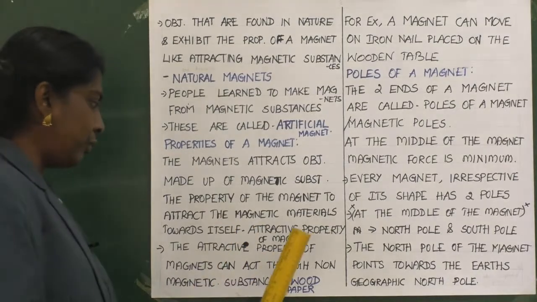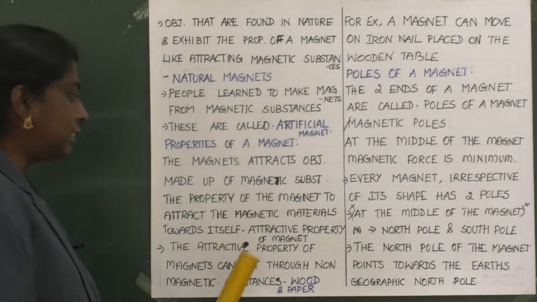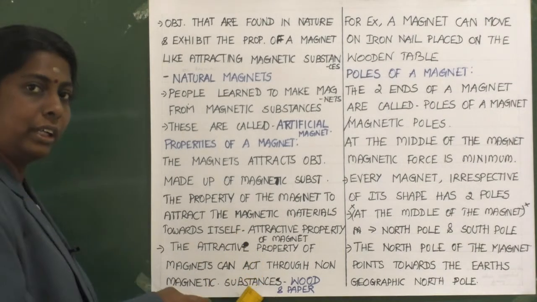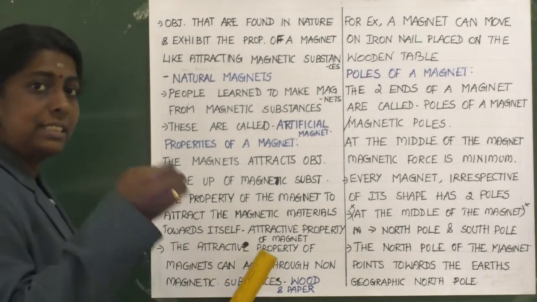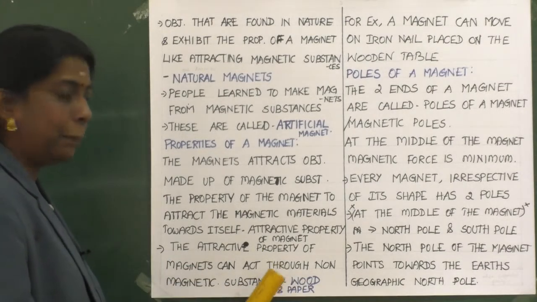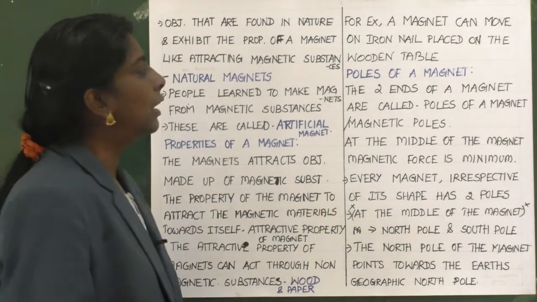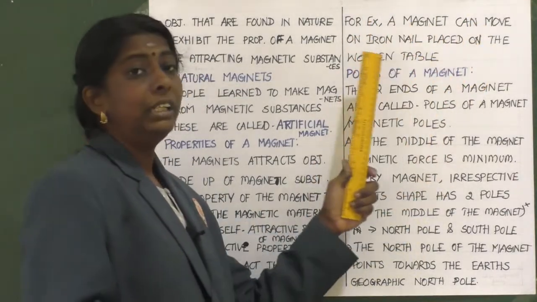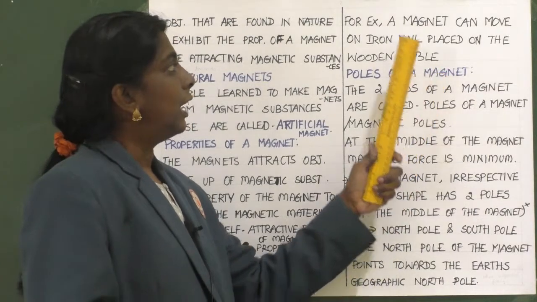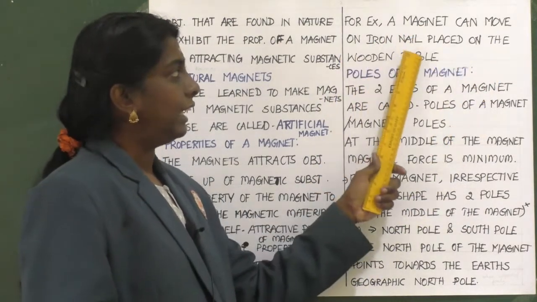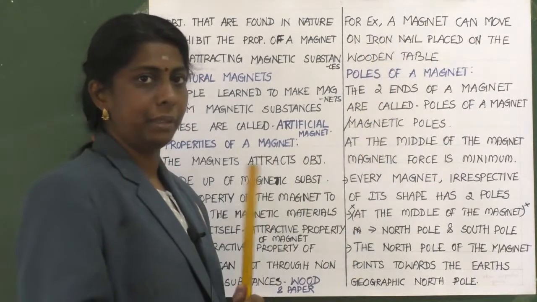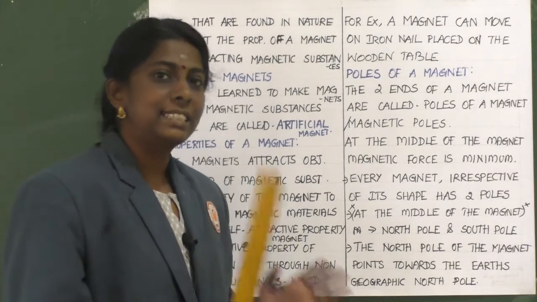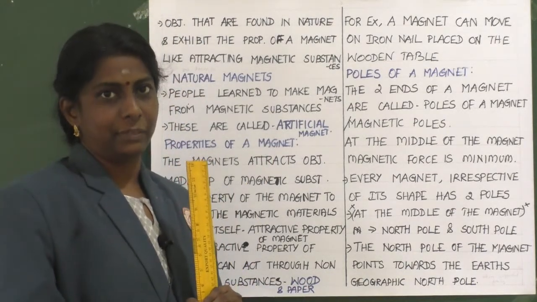The attractive property of the magnet can act through non-magnetic substances. So, this property will work through non-magnetic substances also, like wood and paper. For example, a magnet can move an iron nail placed on the wooden table. Clear? Yes. Now, let us learn about the next topic, that is poles of a magnet.